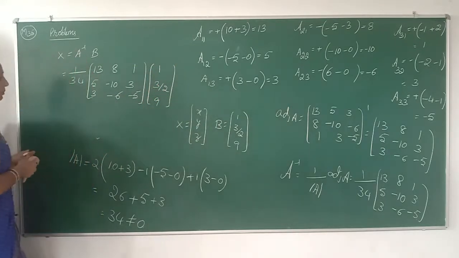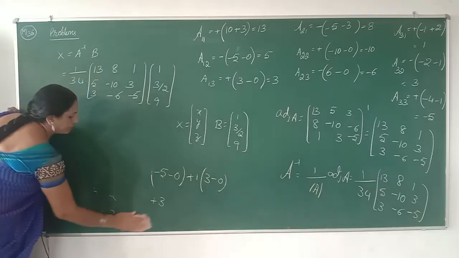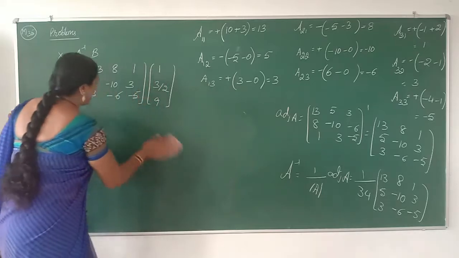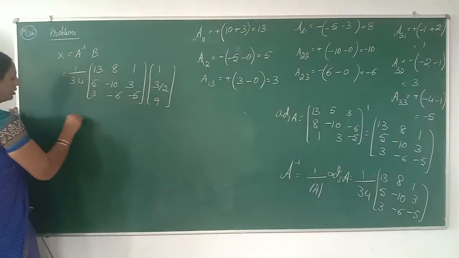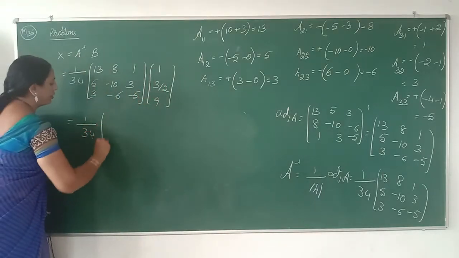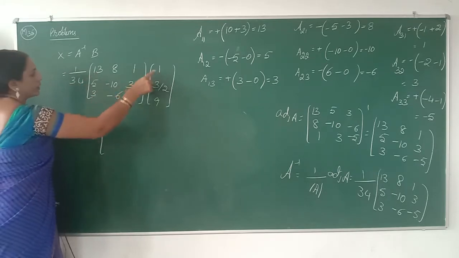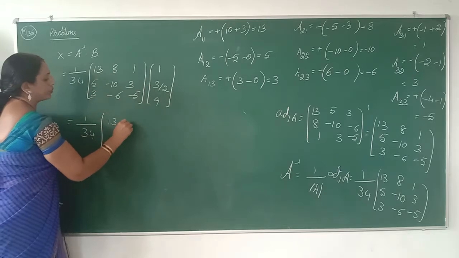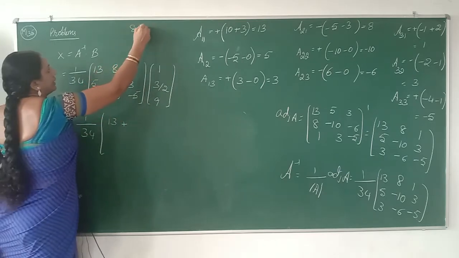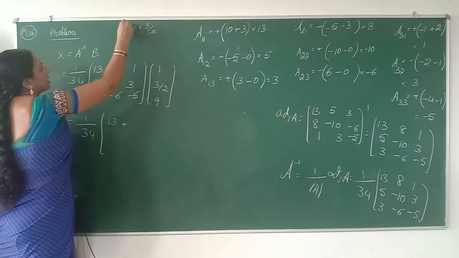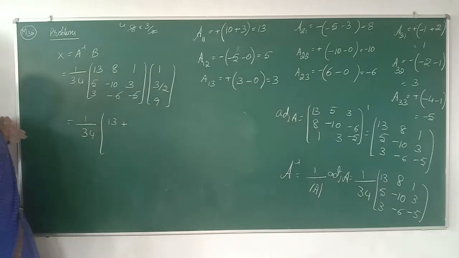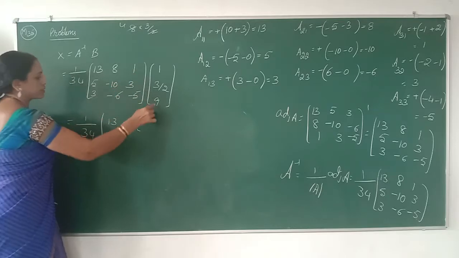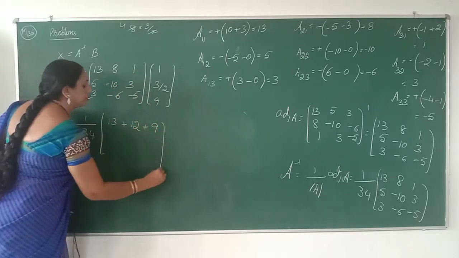After that we multiply the corresponding elements of rows and columns. Now 1 over 34 of first row, first column: 13 into 1 is 13 plus 8 into 3 by 2. Where 8 into 3 by 2: 2 ones are 2, 4 twos are 8, it gets cancelled, 4 into 3 is 12, plus 9 into 1.